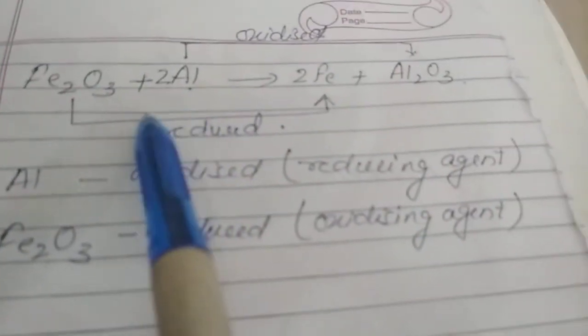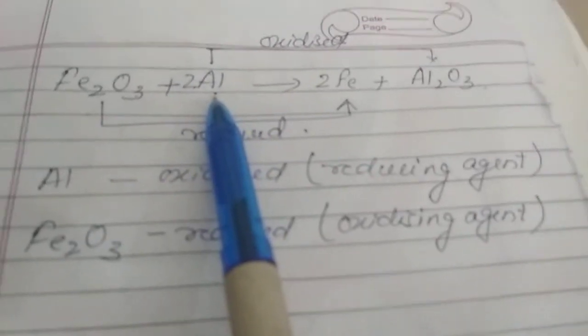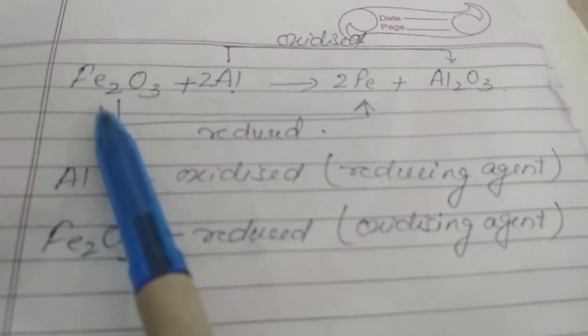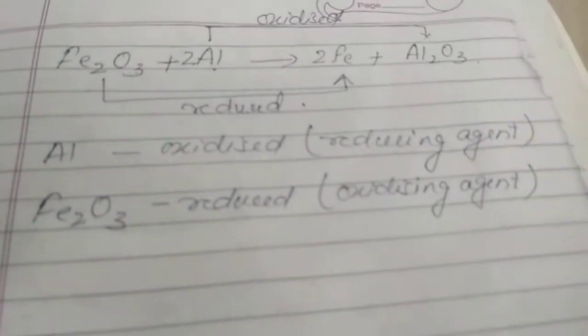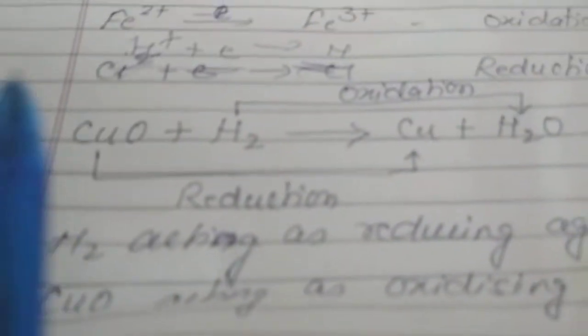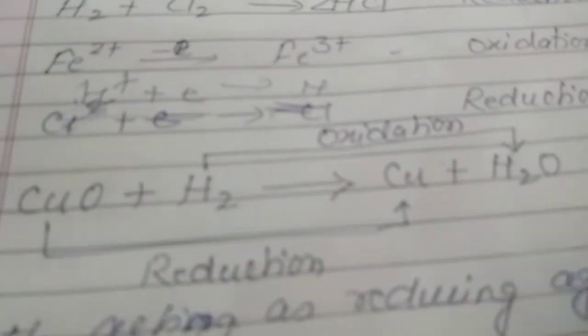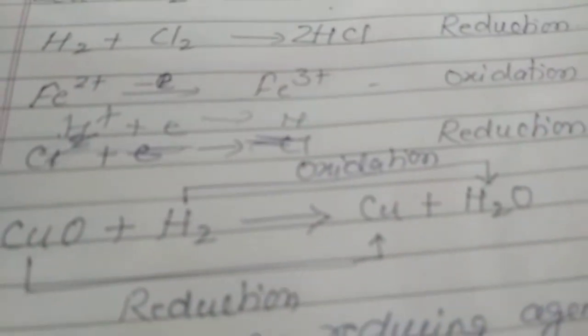If the question is asked, which substance is oxidized? Your answer should be aluminium. Which substance has been reduced? Your answer should be ferric oxide. Similarly, if you see the other example which I have given, which substance has been oxidized? That is hydrogen. Which substance has been reduced? That is copper oxide, not copper and water. Don't give the answer from the product side.